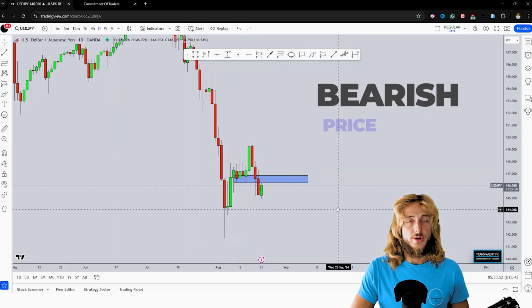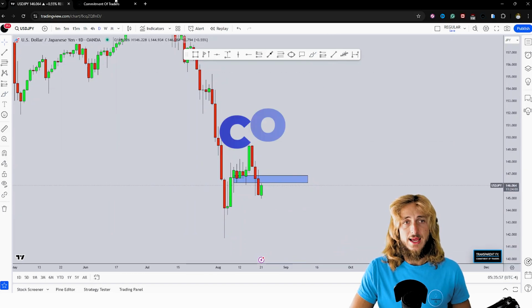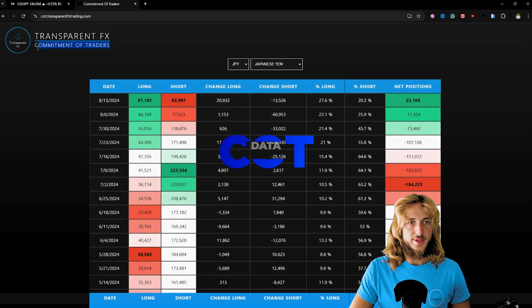Before we dig into more detail into what we have here from a technical perspective on the daily time frame, first, let's go and see what we have when it comes to the commitment of traders.